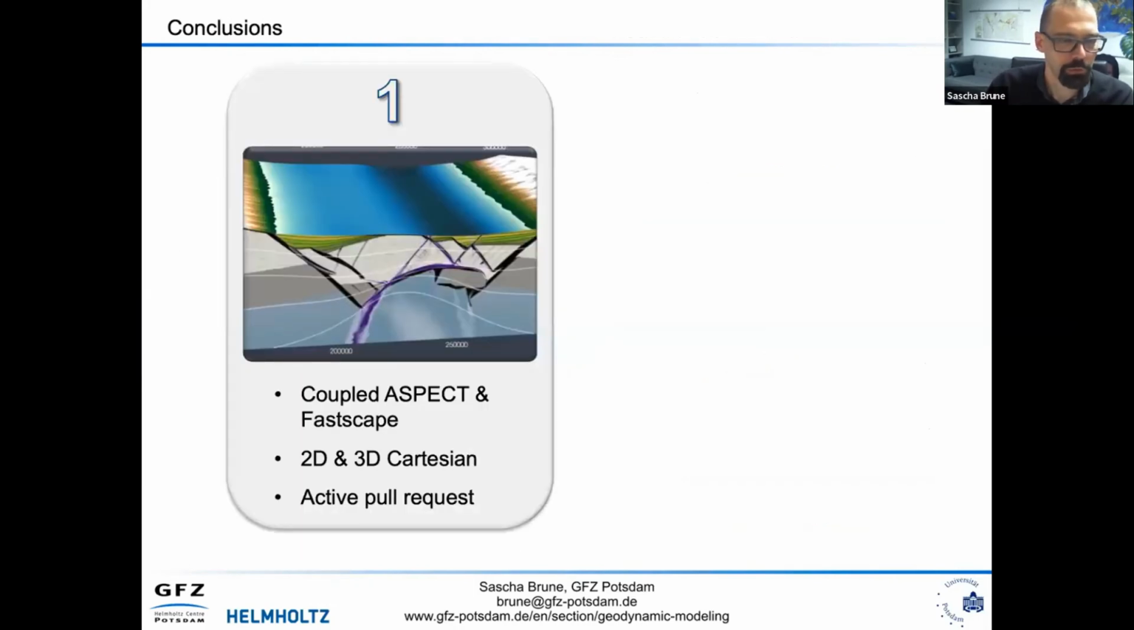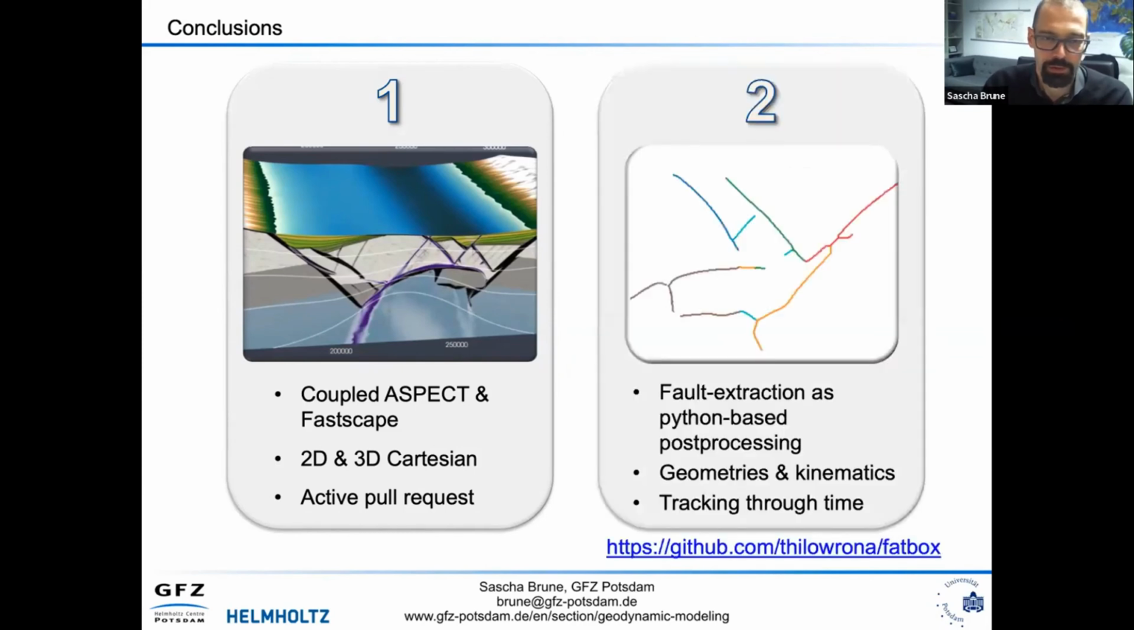Okay, with that, I come to the conclusions. So we successfully coupled ASPECT and FastScape. And when I say we, I mean Derek mostly. It's 2D and 3D Cartesian, and there's an active pull request to bring it back into mainline. And this is actively worked on right now, but as I said, Derek is taking a well-deserved break. Then we have this fault extraction that is a Python-based post-processing that is looking at geometries and kinematics, and it can track features through time. And here's again the link if you would like to take a look at it.